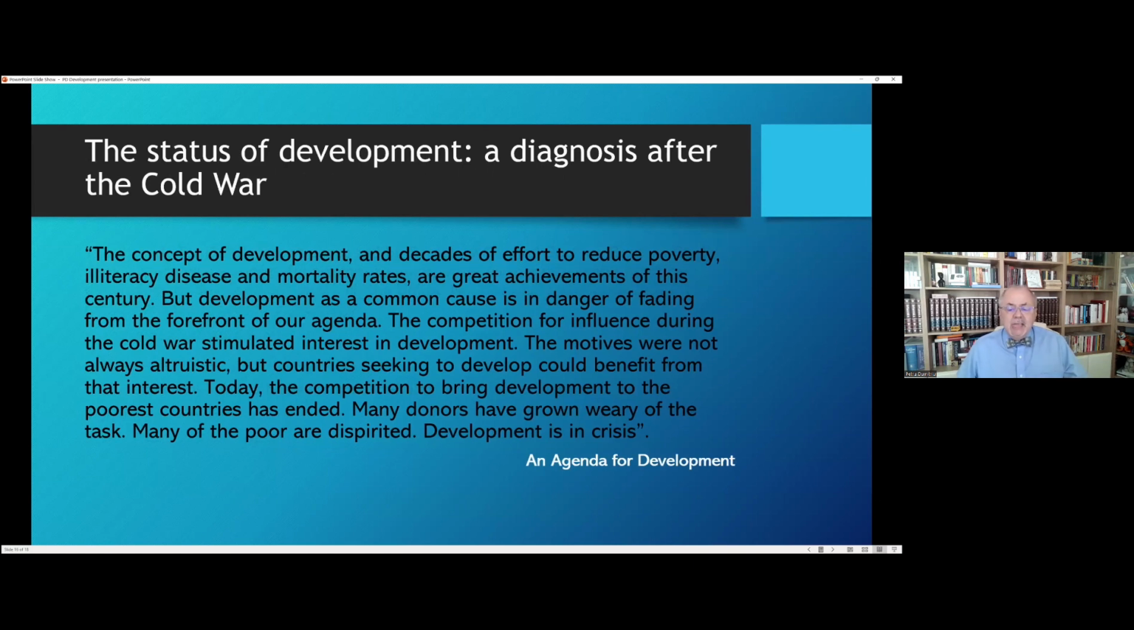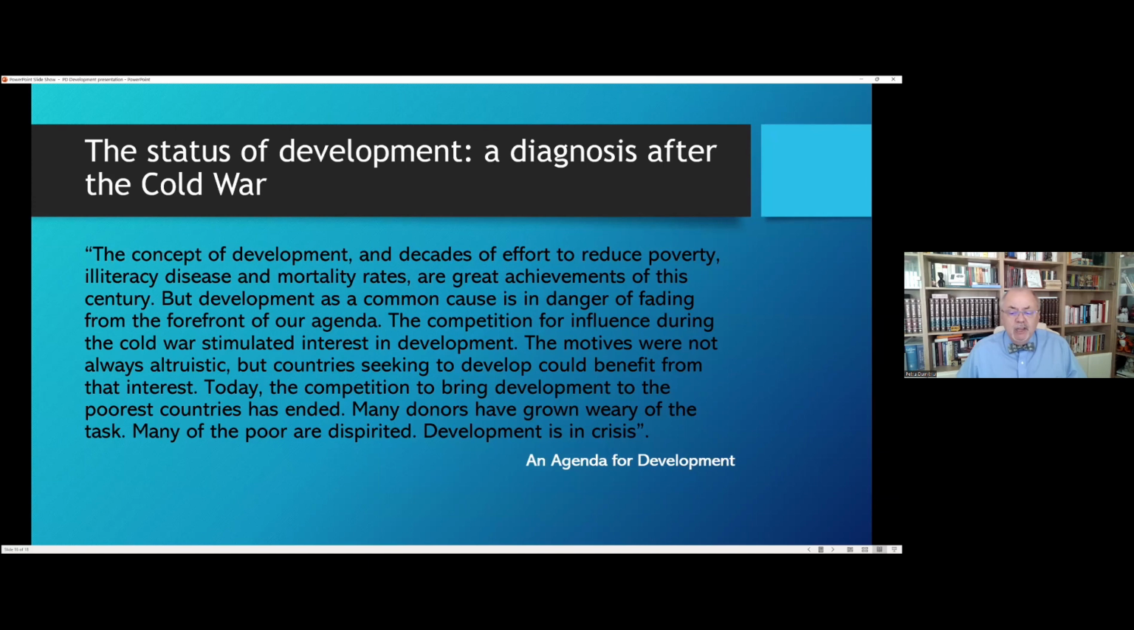So there is something that he said, and I would like to quote from that, because it is a very frank testimony of what happened during the Cold War. So he said, the concept of development and the efforts to reduce poverty, illiteracy, disease, and mortality rates are great achievements of this century. But development as a common cause is in danger of fading from the forefront of our agenda. The competition, be careful, the competition for influence during the Cold War stimulated interest in development. The motives were not always altruistic, but countries seeking to develop could benefit from that interest.